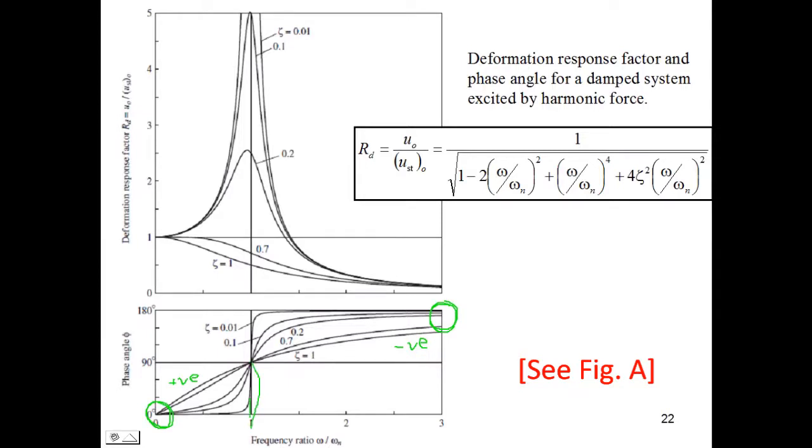If omega over omega n equals 1, in other words, the forcing frequency is equal to the natural frequency, phi equals 90 degrees for all values of zeta, and the displacement attains its peaks when the force passes through zeros.